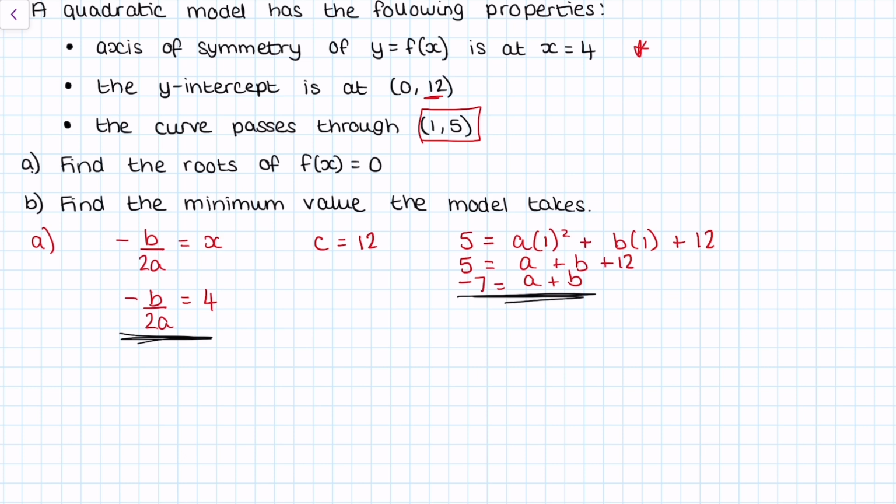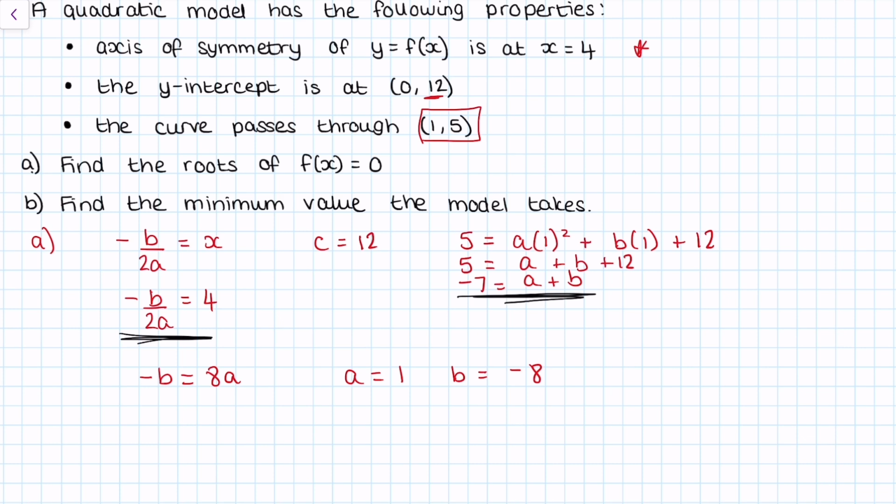To do this with a simultaneous equation solver, we need the first one here to not be a fraction, so we can change that to negative b equals 8a, so multiply the 2a to the other side. We can then put that into our calculator and we will find that a equals 1 and b equals negative 8.